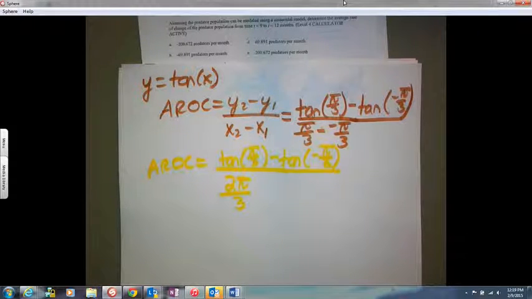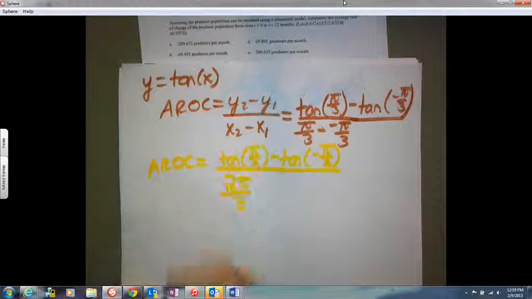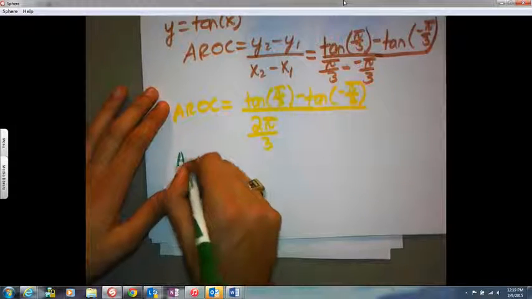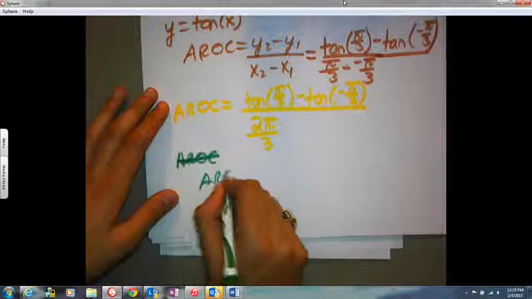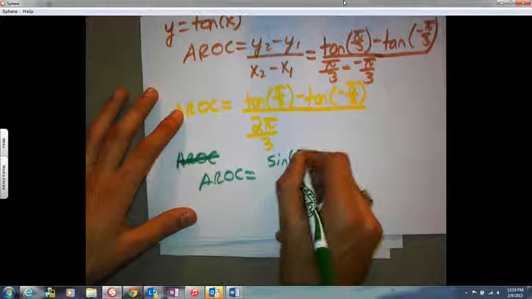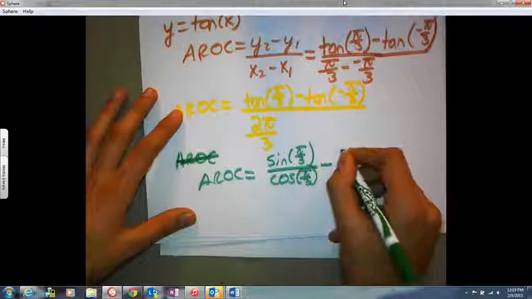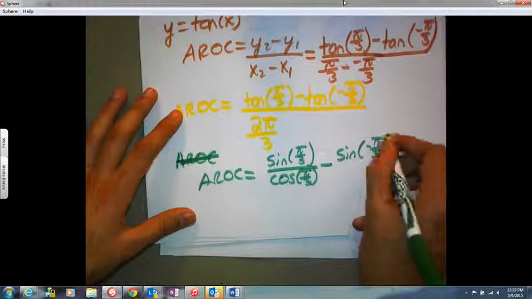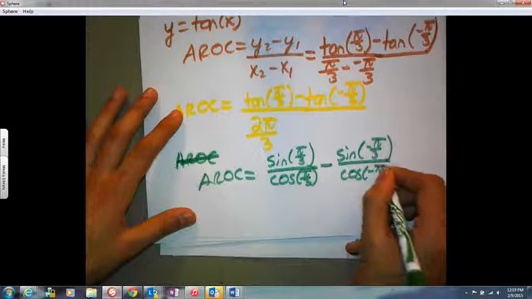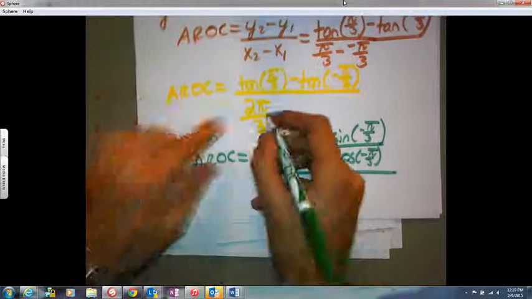So I'll be very honest, I don't know what the tangent of pi over 3 is off the top of my head. I just don't, I have not memorized it. But I do know that tangent equals sine over cosine. That I do know. So I can rewrite the numerator as the following. AROC equals sine pi over 3 divided by cosine pi over 3 minus sine negative pi over 3 over cosine negative pi over 3, all divided by 2 pi over 3.